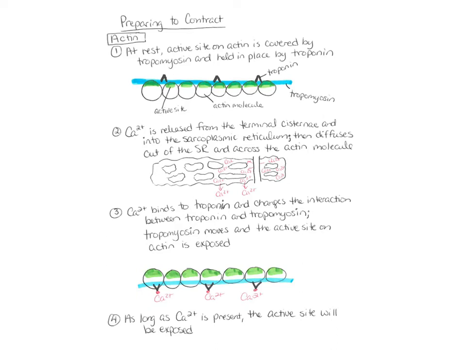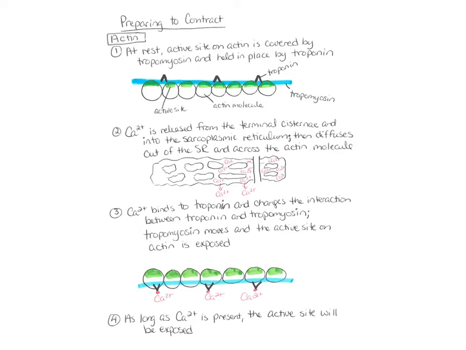So we're continuing chapter 10 looking at muscle tissue, and I wanted to go back and go over some of the things that we already learned. We were talking about the actin molecule, which is the thin filament, and the myosin molecule, which is the thick filament. So I just wanted to go over how actin prepares to contract.